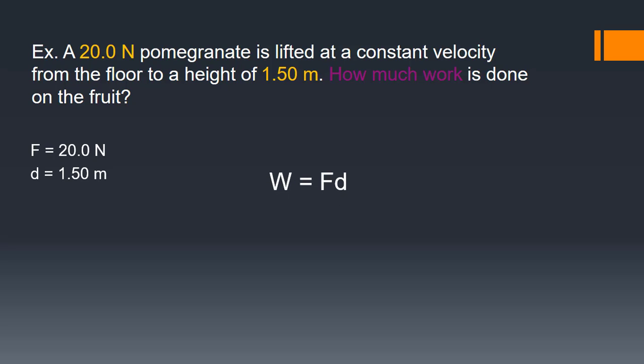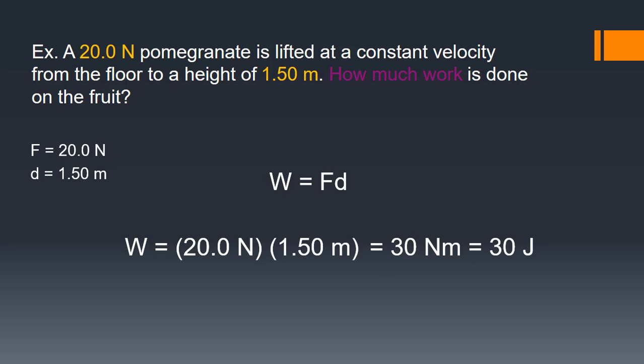So again, work is equal to the force times the distance. We take the weight, or the force of gravity, and multiply it by the distance we lift it to find out that we are doing 30 joules of work on our pomegranate.